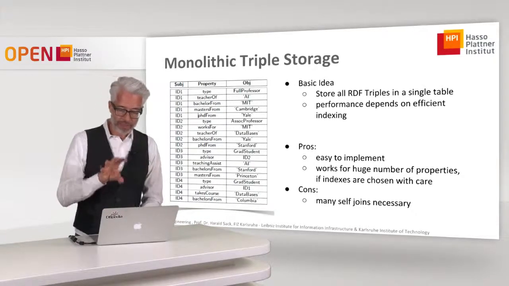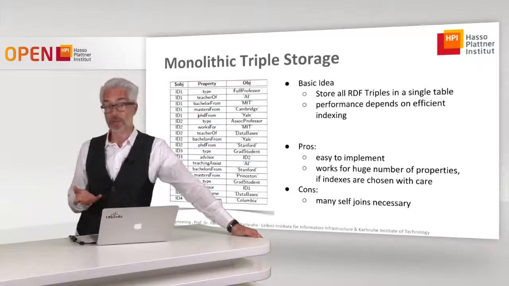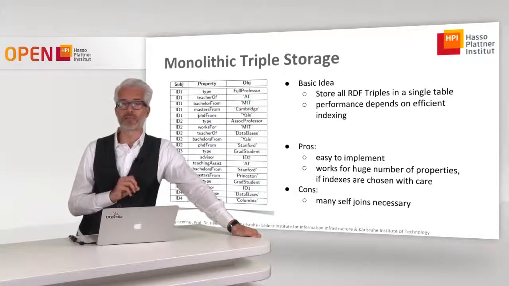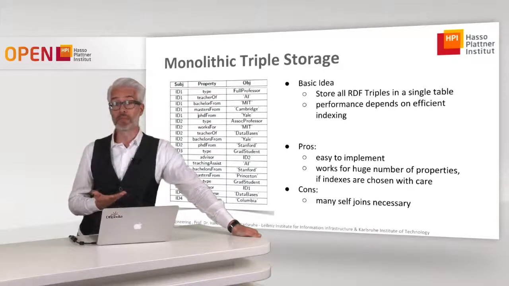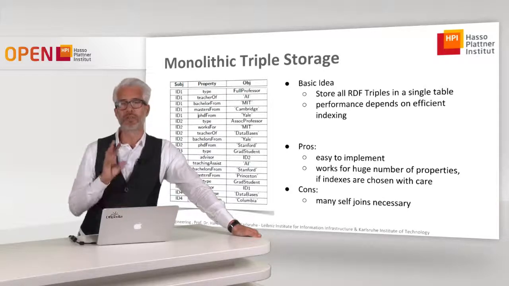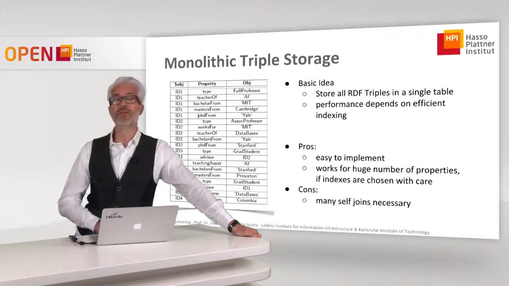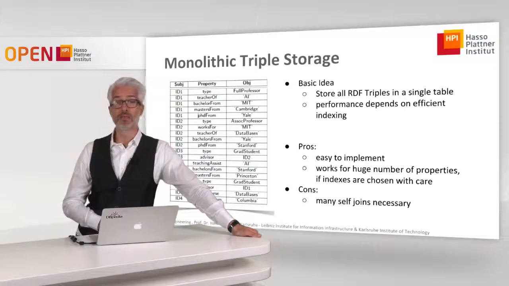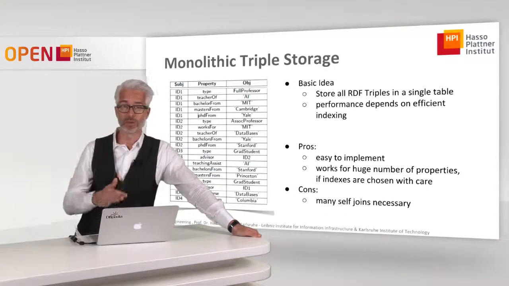So the basic idea is we store all RDF triples in a single table. And of course the performance that I achieve with a query usually depends on efficient indexing. It's quite obvious, it's easy to implement, and it works also for a huge number of properties if the indexes are chosen wisely, according to your application. So it depends on what kind of index you need. Do you need an index on the properties alone, or should it be properties first and then object? It depends on what kind of queries you want to pose.